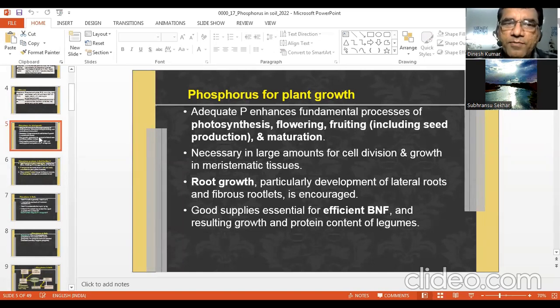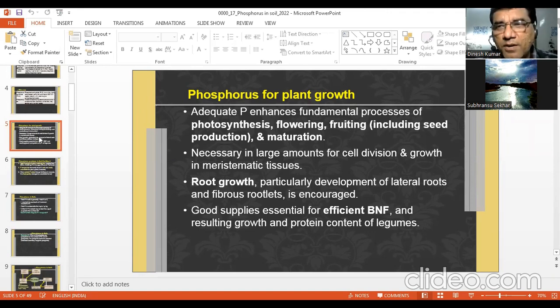You can understand the value of photosynthesis and flowering. Phosphorus is necessary in large amounts for cell division and growth in meristematic tissues. Root growth is very important, and particularly lateral roots. Lateral root formation is significantly helped by phosphorus. Therefore, for root development, phosphorus is necessary. Good supply is essential for efficient biological nitrogen fixation, and the resulting growth and protein content of legumes.